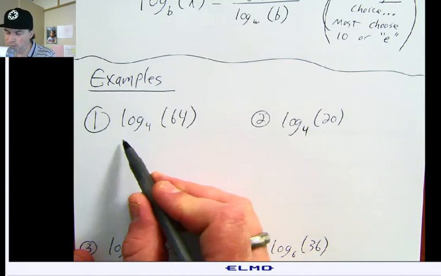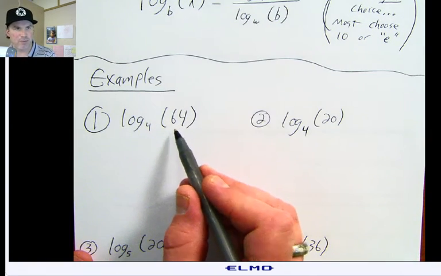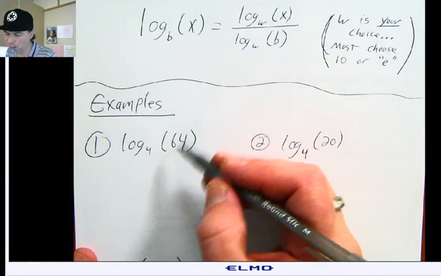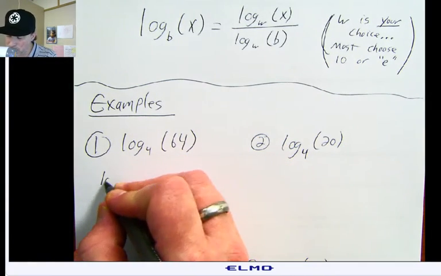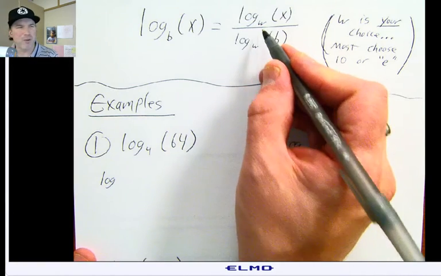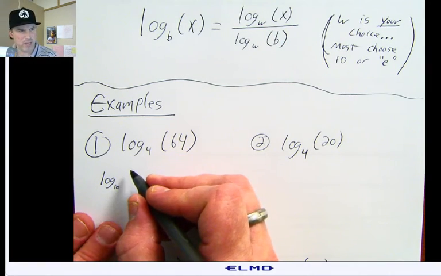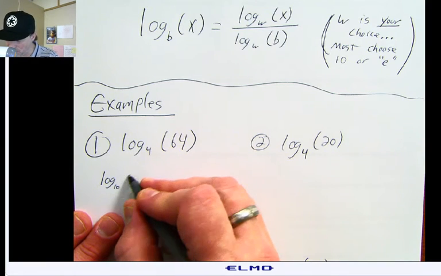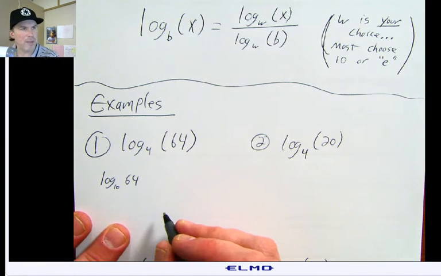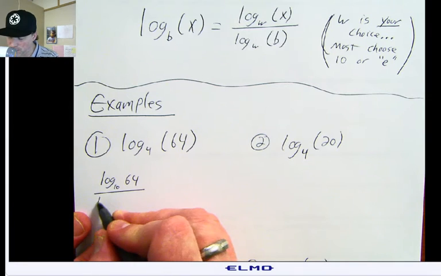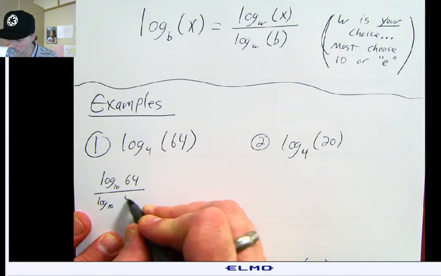Now, here I have log base 4 of 64. If we use the change of base the way that we intended, it's log, and I'm going to write the 10 just because sometimes I like to see the 10, but you don't have to have the 10. So I have log base 10 of 64 divided by log base 10 of 4.